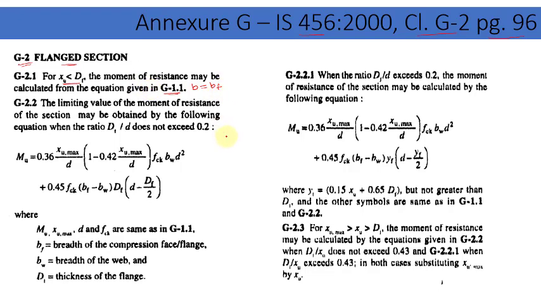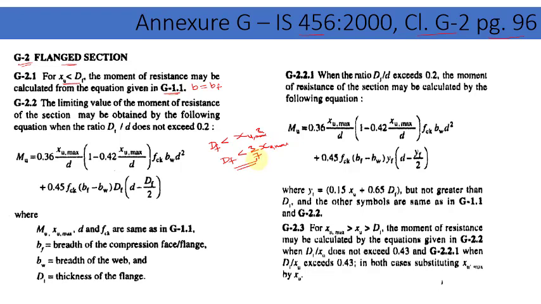The next case is depth of flange less than the neutral axis depth. If I talk about the first subpart, we had depth of flange less than 3 by 7 times XU. Since we are talking about limiting moment of resistance, depth of flange is less than XU max, and depth of flange is less than 3 by 7 XU max.